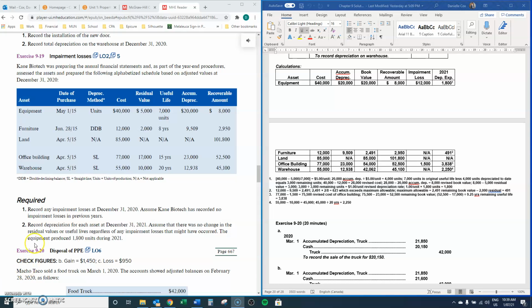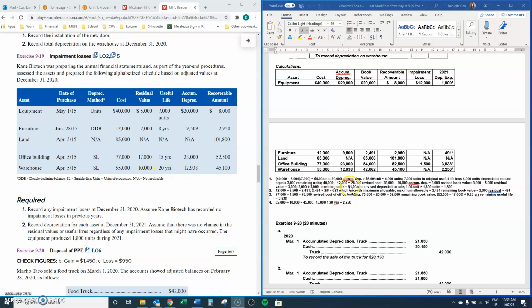Next, we move on to the second part where we record depreciation for each asset. The method for depreciation is given for each item. Equipment is by units. Furniture is double declining balance. Land, of course, is not depreciated. And the office building and warehouse is straight line. So let's take a look at equipment first of all.